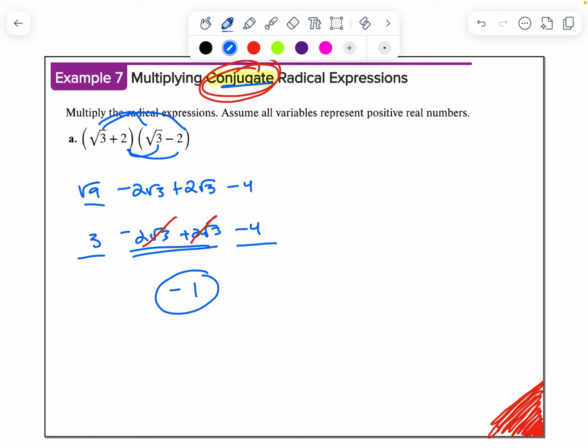And now notice what we have. We multiplied things with radicals. We multiplied things with square roots. And we ended up with a rational number. We ended up with something with no square roots. We need to remember this, because when we get to dividing, we're going to use this as a trick to rationalize fractions that have square roots in the bottom.